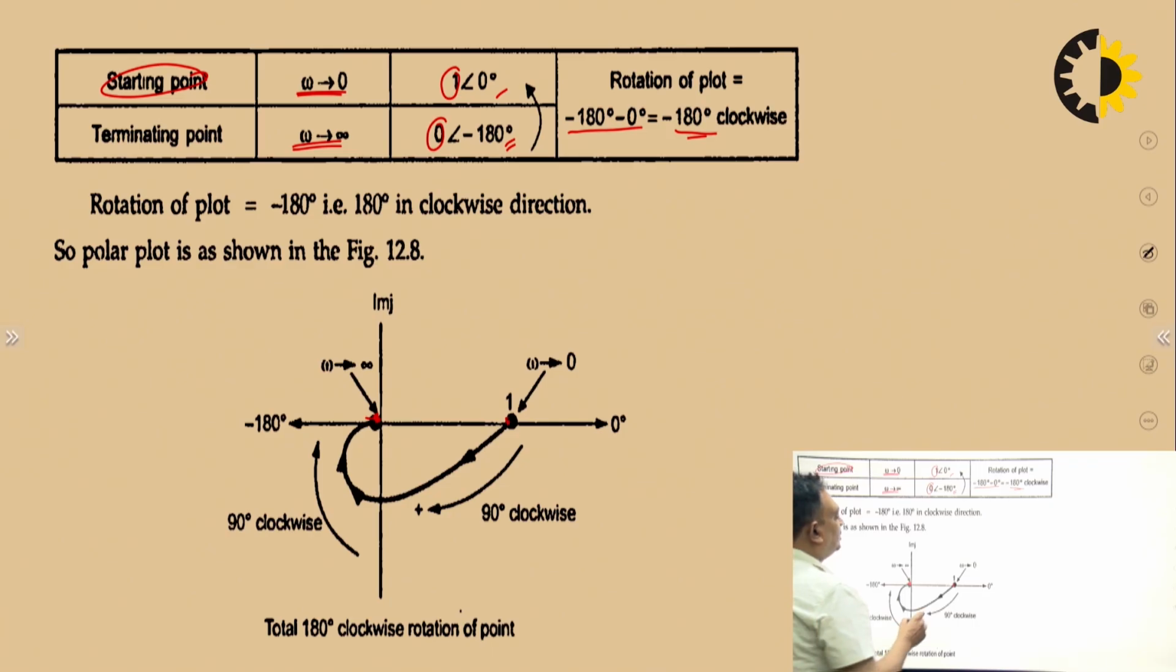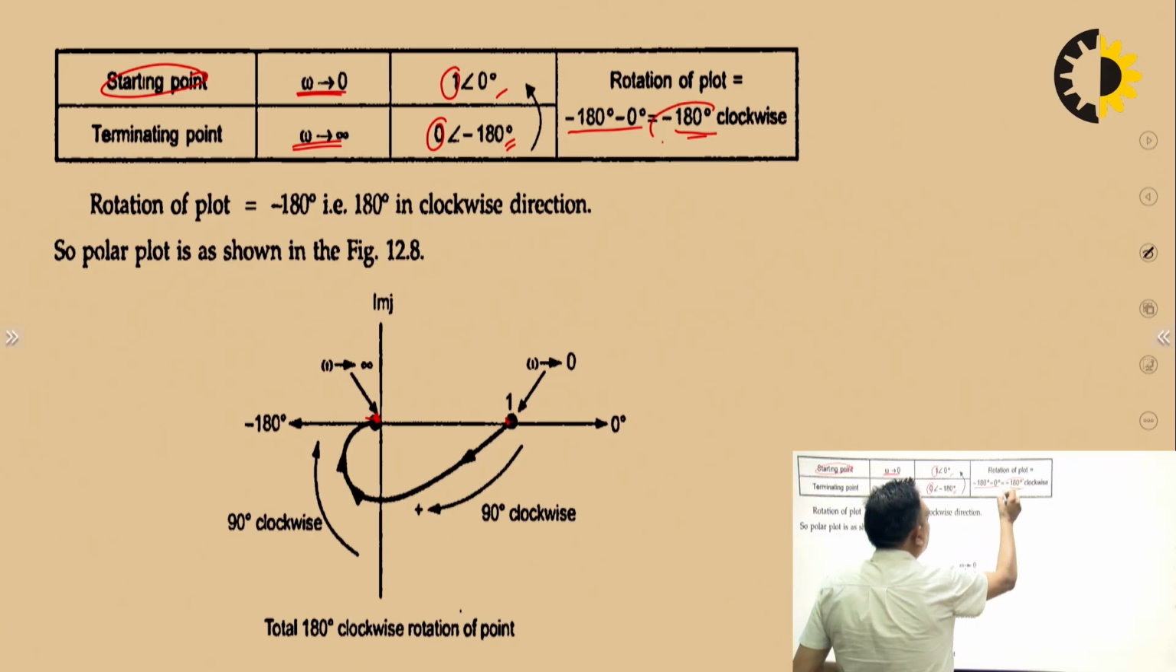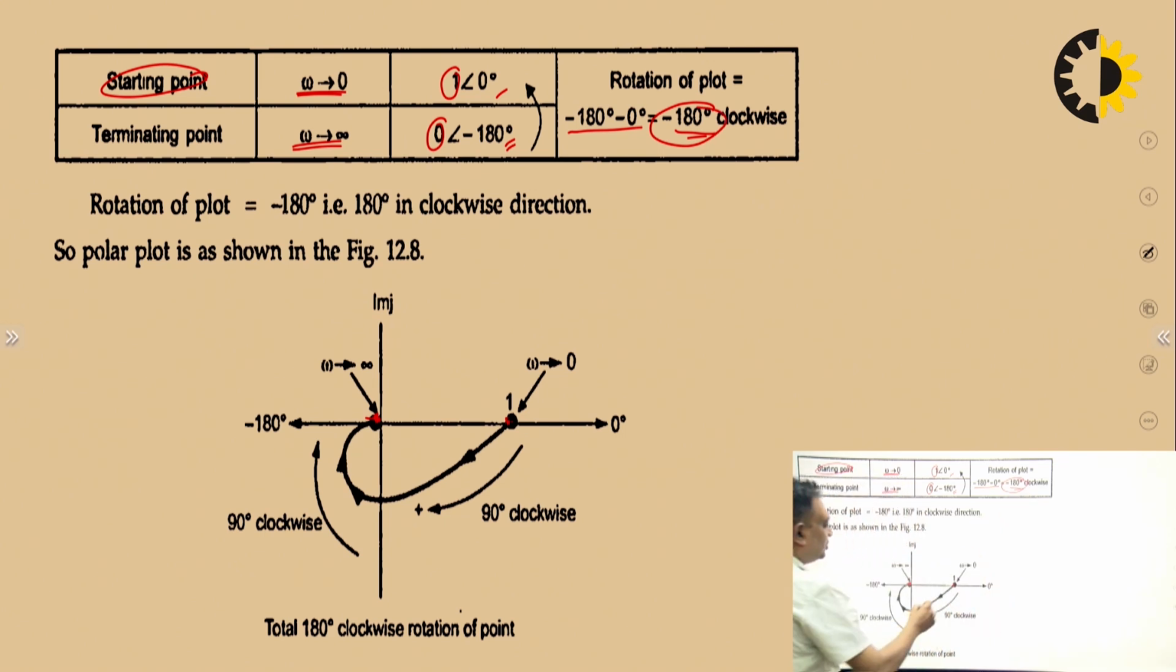Now we have to go from this point to this point by making an angle of 180 degrees. So this comes out to be like this. So this is basically our polar plot. We can see this polar plot has come entirely into the third and fourth quadrant. So this is how we will draw the polar plot.